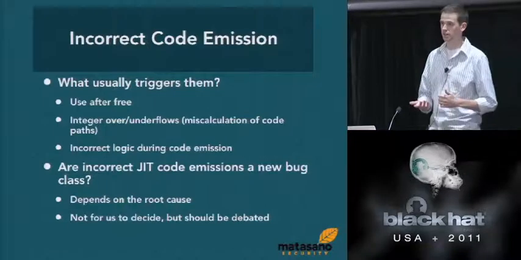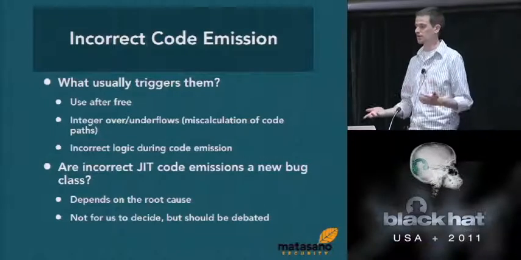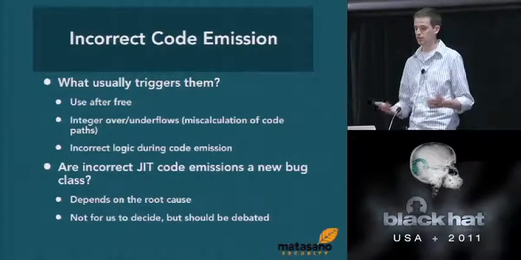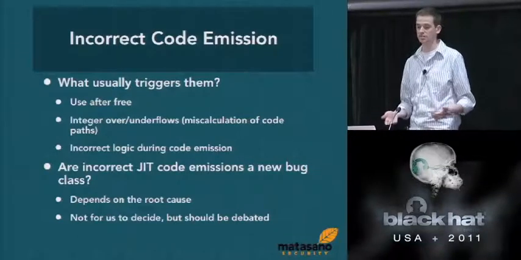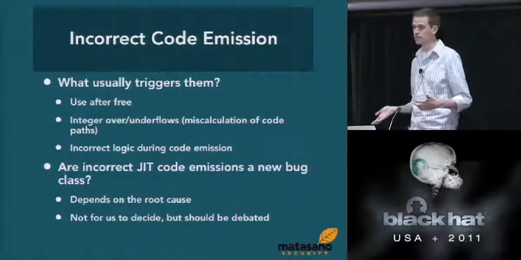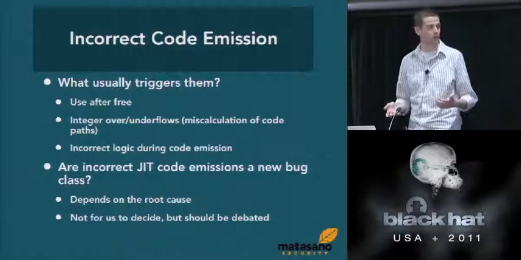And then the most interesting case is incorrect logic, when you have all these complex JIT components and just one of them is out of sync with the others. And the next thing you know, you're generating code that does things you didn't intend it to do. And this really raises the question, is this a new vulnerability class? Well, it really depends on the root cause, right?